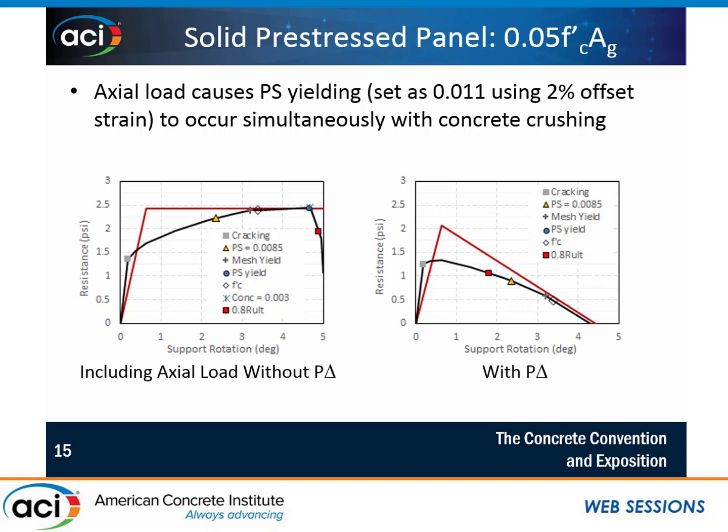Again, you're not accurately predicting what the strength is in these lower ranges of support rotation, so between around 0.5 degree and 3 degree for this particular panel, you're really over-predicting what your resistance is if you use your traditional elastic plastic response. And that's a problem. It's unconservative.